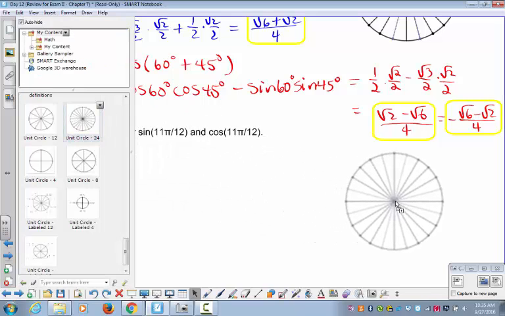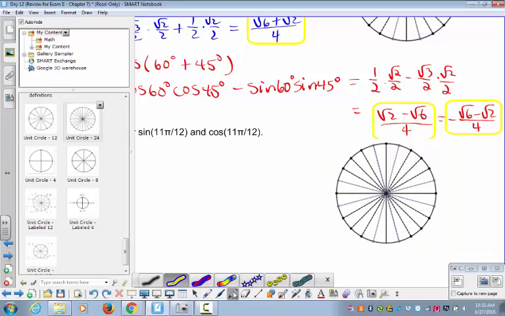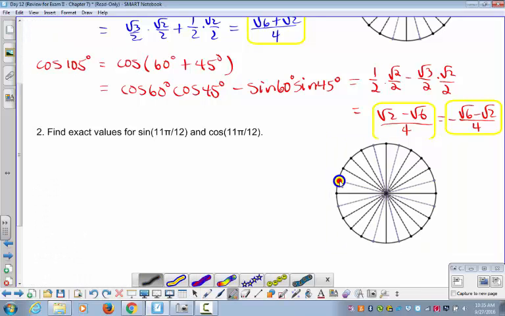24 sector circle again. 11 pi over 12 is right there. 12 pi over 12 would be a pi. So I'm going to do it in radians, but if you wanted to switch that to degrees, how many degrees would that be? 165, exactly. And again, I think it's easiest to back off 45 degrees or pi over 4 radians. So that's 3 of these sectors. So that is pi over 4.